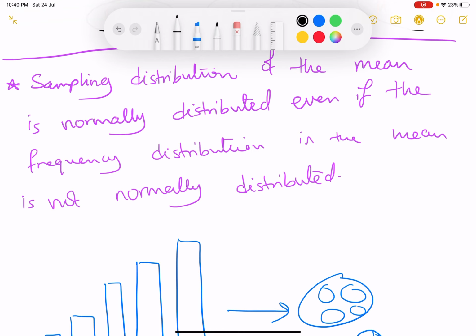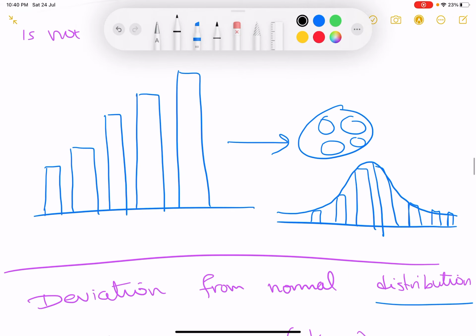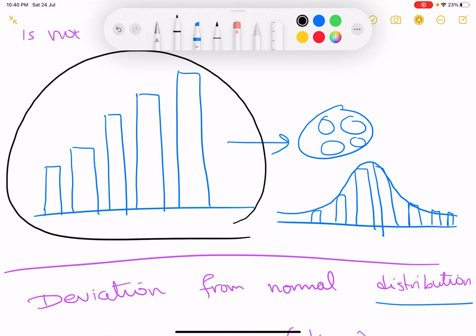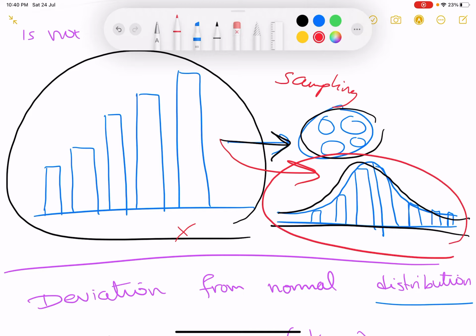Okay, so the sampling distribution of the mean is normally distributed even if the frequency distribution of the mean is not normally distributed. So what does that mean? It just means that if we have a population and this is the graph of the population, and then we wanted to take a sample and graph this sample, we will get a normally distributed curve. So after sampling, even if the population is not normally distributed, if we take a sample, it will be normally distributed.